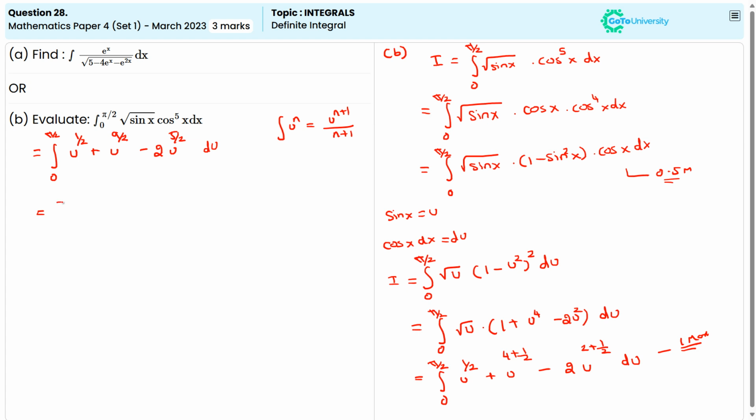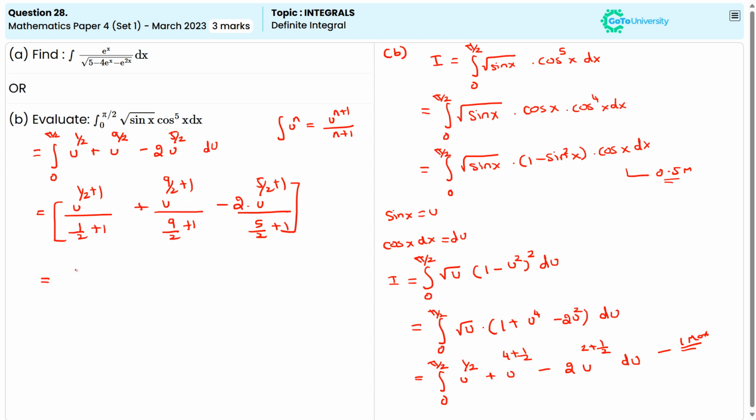So if we integrate this, we get u power 1 by 2 plus 1 divided by 1 by 2 plus 1, plus u power 9 by 2 plus 1 divided by 9 by 2 plus 1, minus 2 into u power 5 by 2 plus 1 divided by 5 by 2 plus 1. If we simplify this further, we get 2 into u power 3 by 2 divided by 3, plus 2 into u power 11 by 2 divided by 11, minus 2 by 7 into 2 into u power 7 by 2.